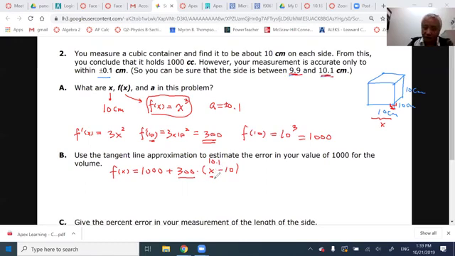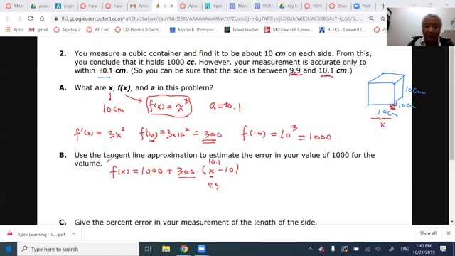of the cube, right? But if x equals 9.9, that's the lowest you can go. If you go 9.9, minus 10 is negative 0.1. 0.1 times 300 is negative 30, right? Negative 30, so that means 970. That's the volume range, okay?